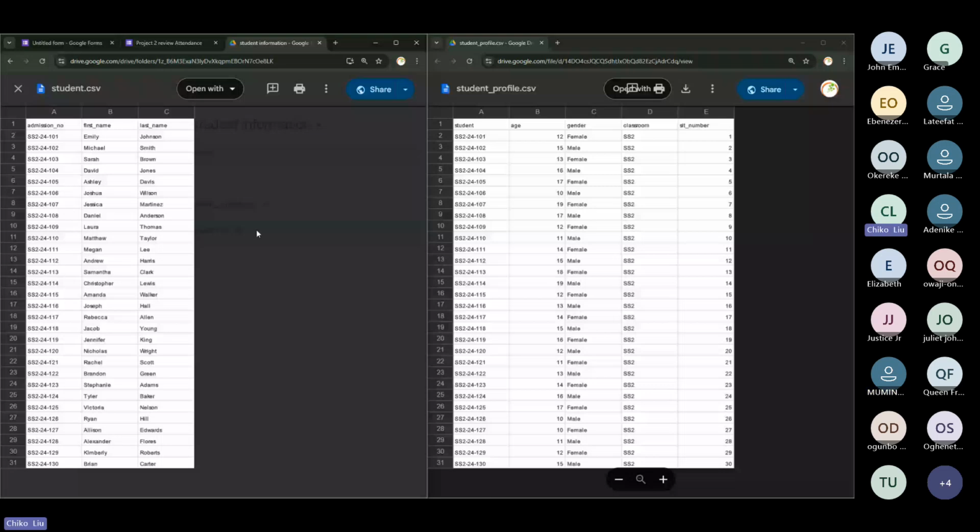Do you guys understand what she said? She said in the student profile, student is the foreign key and seat number is the primary key, while for the student table, admission number is the primary key. Did you guys understand what she said? Yes. Good. So I said a foreign key, which is student, is a primary key in another table. In simple terms, that's what I'm trying to say.